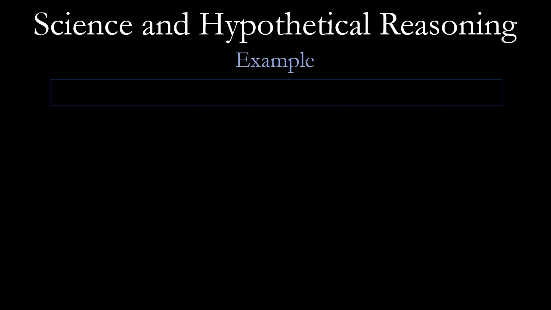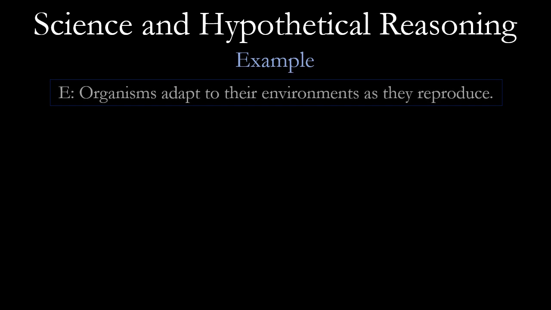Let's look at an example of a plausible hypothesis. And this one is the hypothesis that organisms adapt to their environments as they reproduce. You'll notice that I named this hypothesis hypothesis E, and you may recognize this because this is a very important hypothesis that is part of evolutionary theory. So we'll call it E.